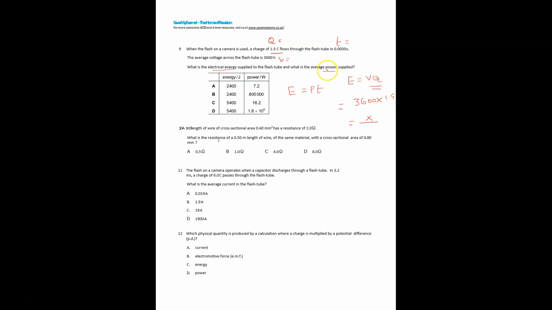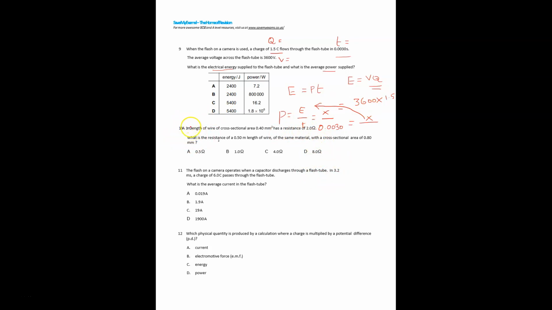Next we have to find the power. Power is equal to energy over time. What is the energy? The energy that you found, X, divided by the time, 0.0030. Divide it, you can find the answer. Okay, next question. Question number 10.